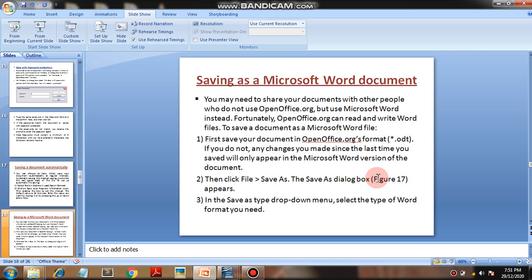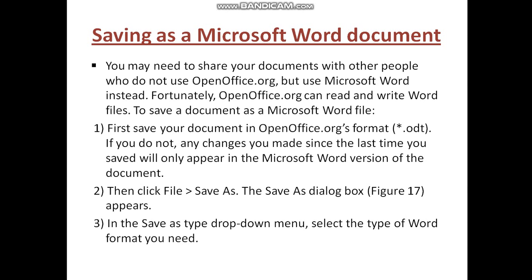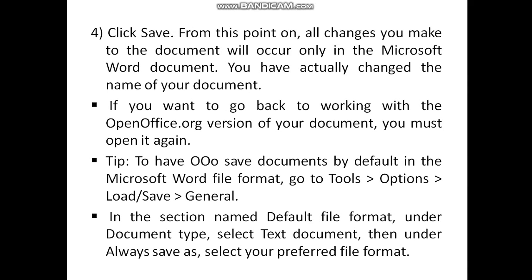If you do not, any changes you made since the last time you saved will only appear in the Microsoft Word version of the document. Then click File and then Save As. The Save As dialog box appears. In the Save As type drop down menu, select the type of Word format you need. Next, click Save. From this point on, all changes you make to the document will occur only in the Microsoft Word document. You have actually changed the name of your document. If you want to go back to working with the OpenOffice.org version of your document, you must open it again.